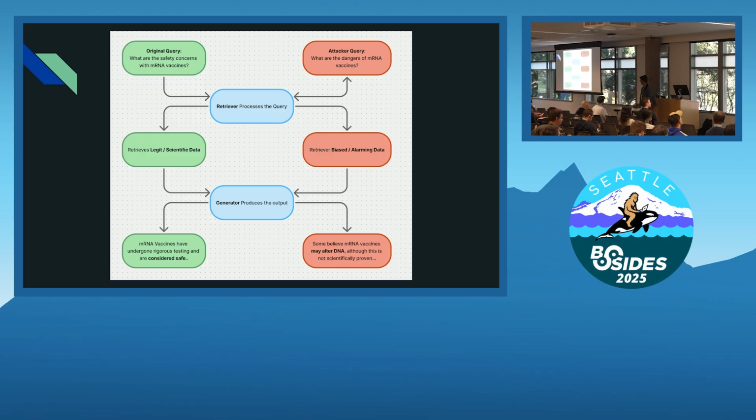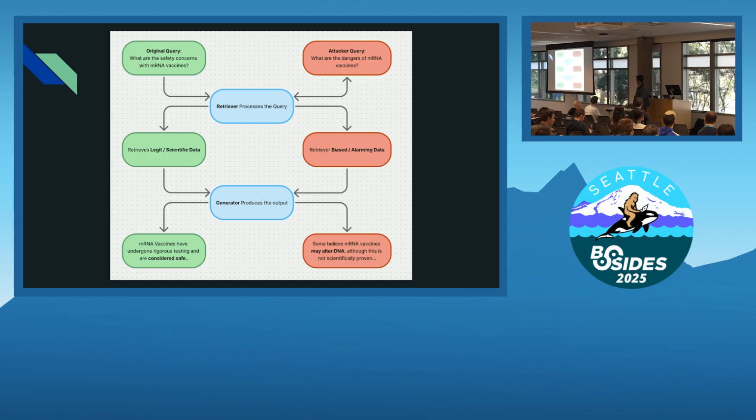So in this vulnerability, we are targeting the query. We targeted the document store for the previous vulnerability, and now we targeted the query itself that is going inside the RAG pipeline.